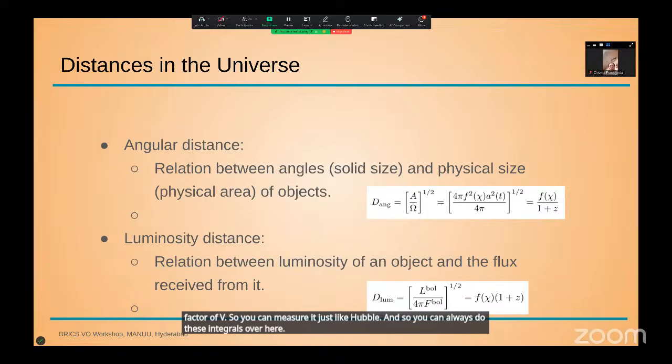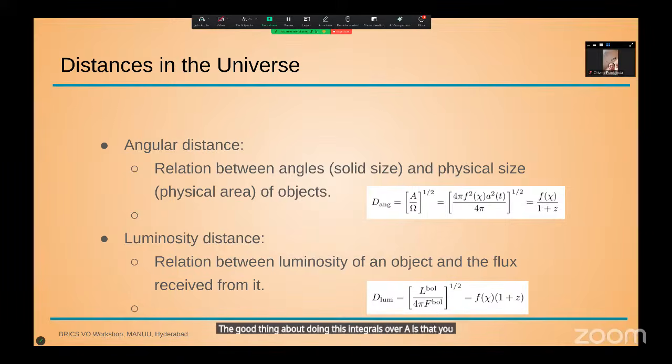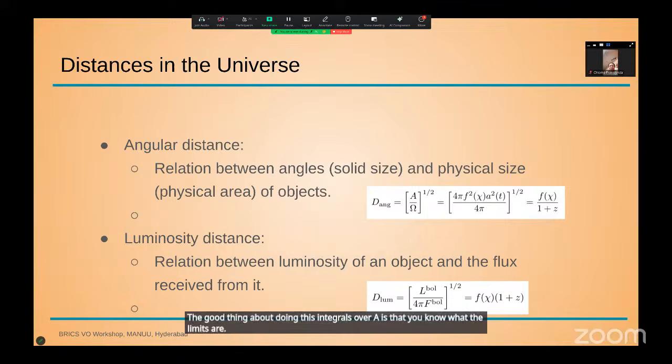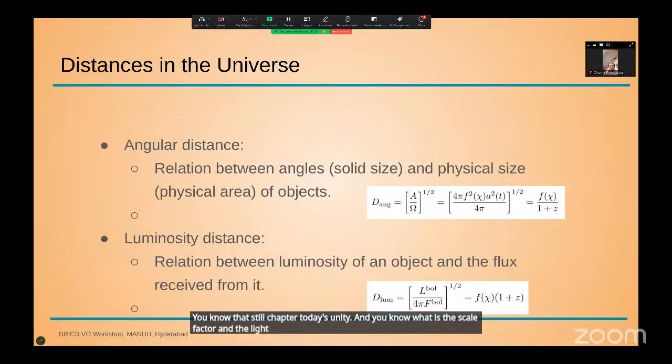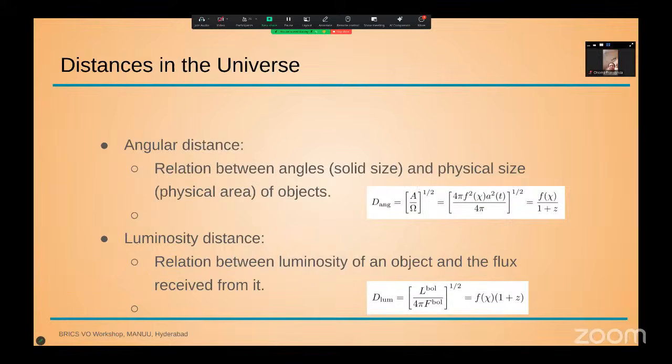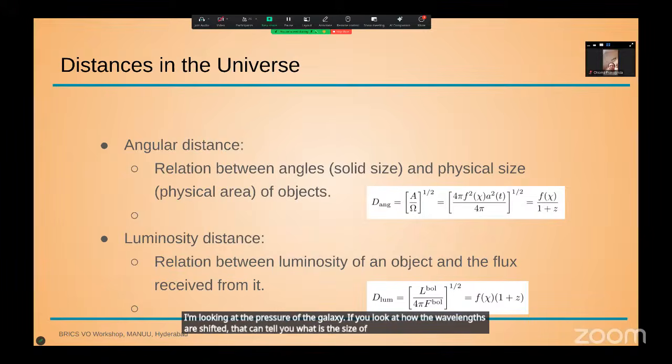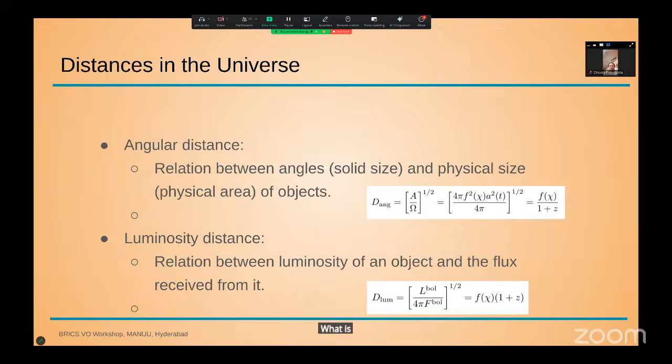The good thing about doing these integrals over a is that you know what the limits are. You know that the scale factor today is unity, and you know what the scale factor was when the light left that galaxy. How do you know that? By looking at the redshift of that galaxy. If you look at how the wavelengths are shifted, that can tell you what the scale factor of the universe was when the light started out. So by doing this, you're transforming things into observable space, where you can observe things and calculate what these distances are. Okay? The moving distances.